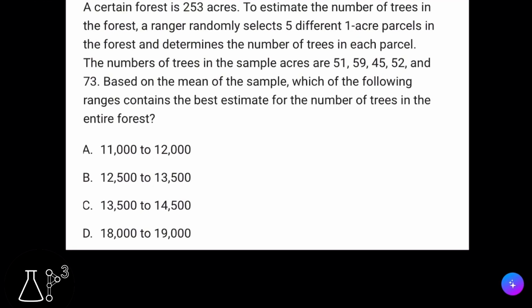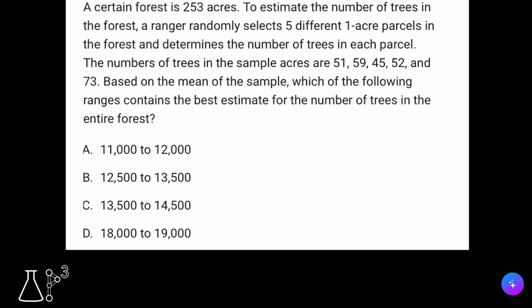Okay, let's look at this question. A certain forest is 253 acres. To estimate the number of trees in the forest, a ranger randomly selects 5 different 1-acre parcels in the forest and determines the number of trees in each parcel. The number of trees in the sample acres are 51, 59, 45, 52, and 73. Based on the mean of the sample, which of the following contains the best estimate for the number of trees in the entire forest? So what can we do?